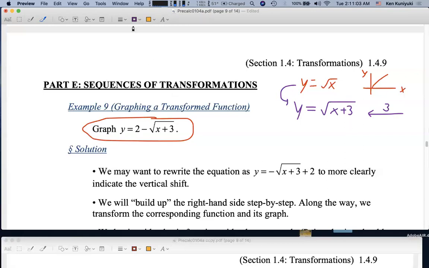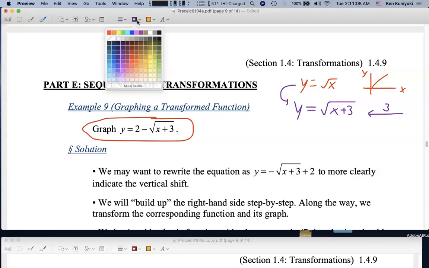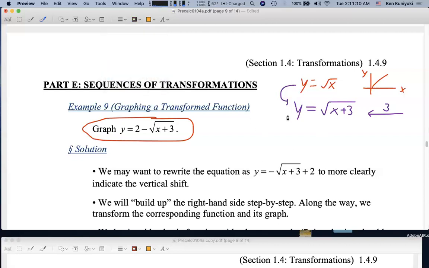And then, what's the next step we can do symbolically? We can take the right-hand side and multiply by -1. And what impact does that have on the graph? It takes whatever graph we get here, and then we reflect it about the x-axis. That's what happens when we multiply the right side by -1.